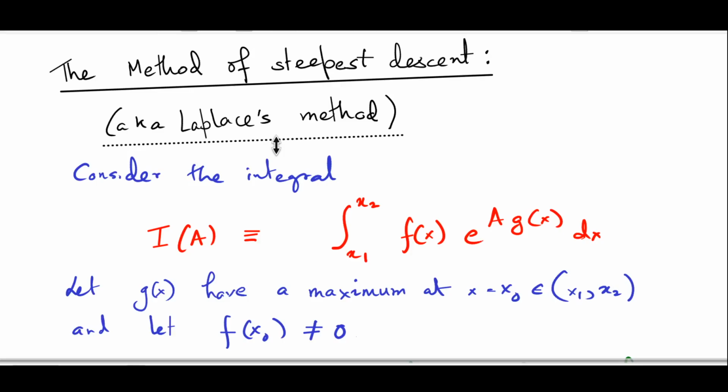What we are looking at is that g(x) has a maximum at x equal to x0, where x0 belongs to the interval x1, x2. So it is somewhere inside the interval. We also demand that the value of the function f does not vanish at x0. We want to explore the behavior of I(A) for very large positive values of A. And indeed, what we are going to do ultimately is derive an approximate result for I(A), which gets better and better as A becomes larger.